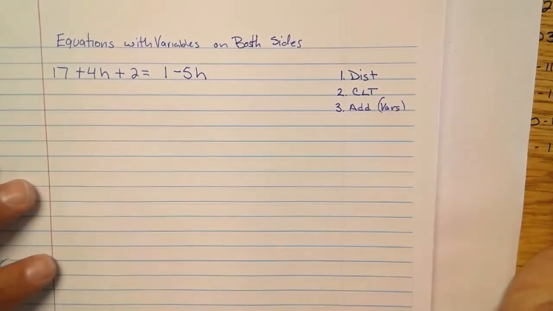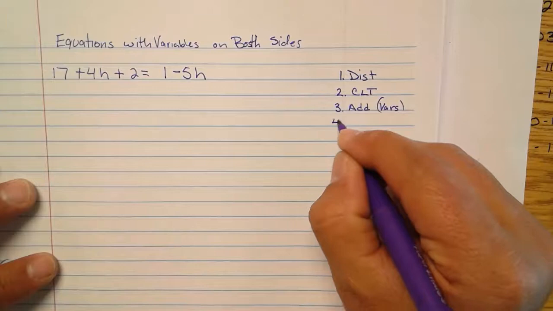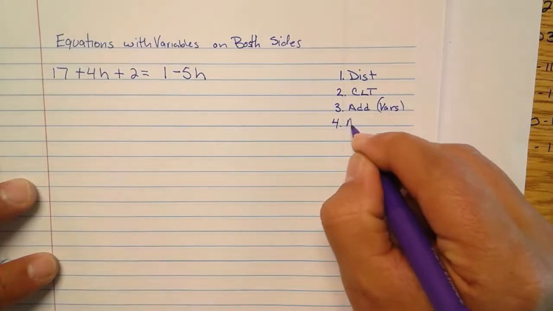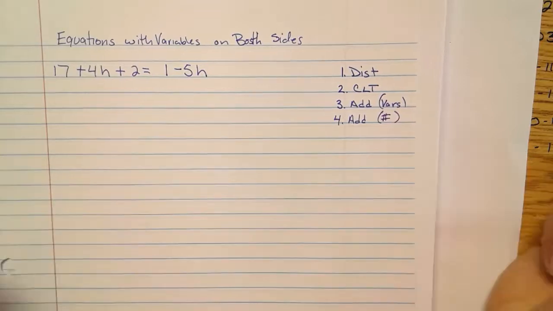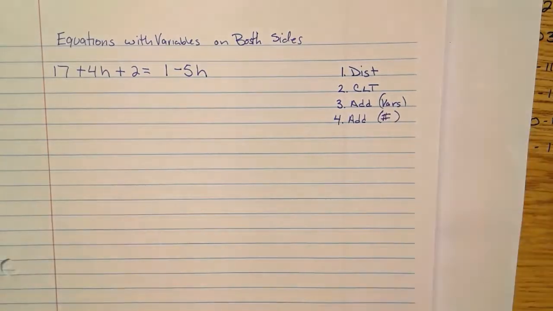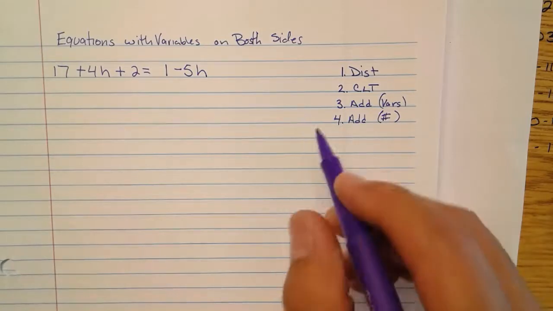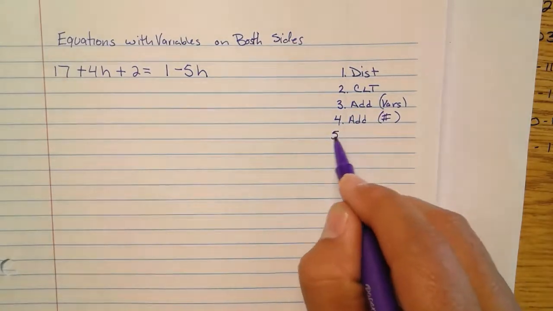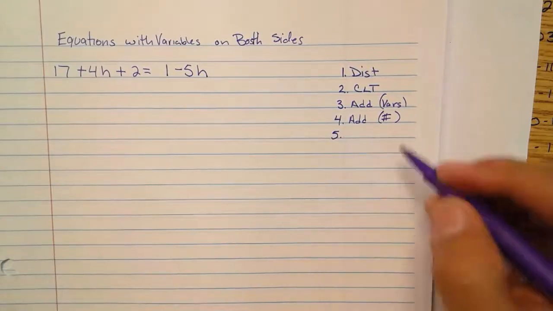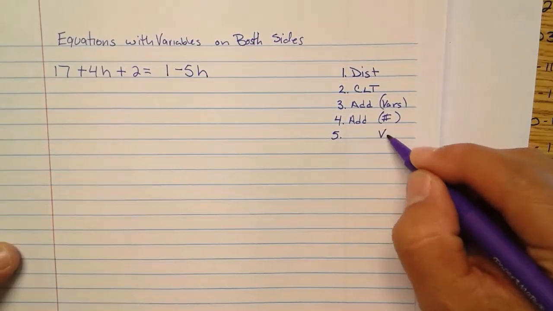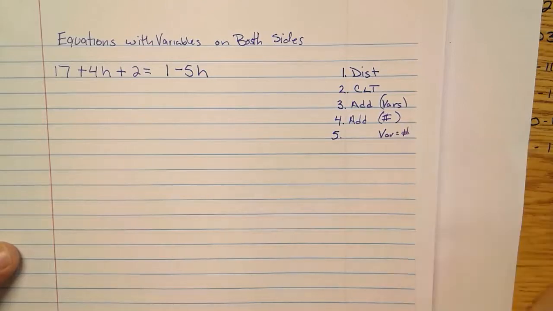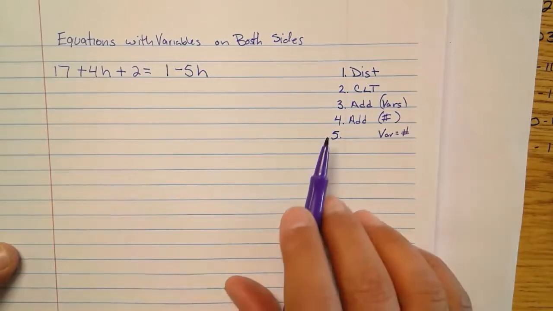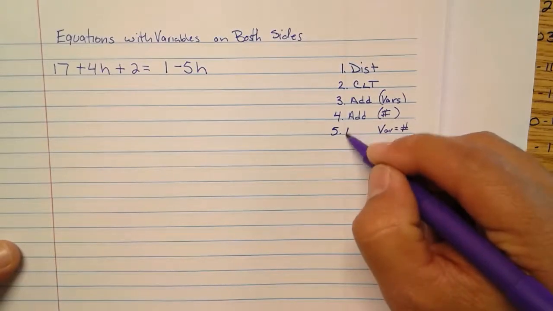Step 4 was to add all of the numbers to get the numbers on the opposite side of the variables. And last but not least was to get all the variables to equal just numbers. And the way we did that was by the use of multiplication.